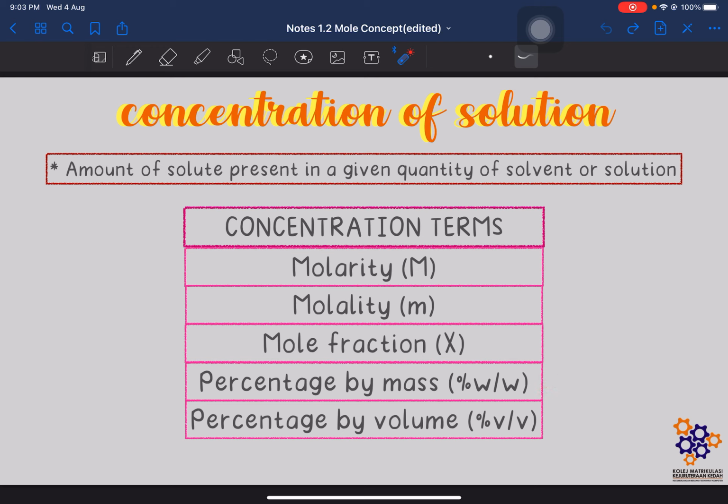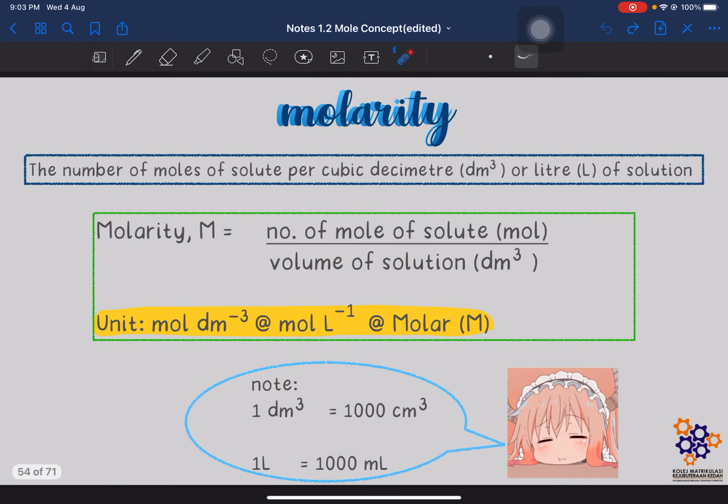So now let's get into the molarity. So what is molarity? Molarity is the number of moles of solute per cubic decimeter or liter of a solution. Alright, or we can express the definition using the formula: molarity equals the number of moles of solute in mole divided by the volume of solution in decimeter cube or liter. So here, the unit for molarity can be mole per decimeter cube, or mole per liter, or molar, or we can just put M here as the unit.